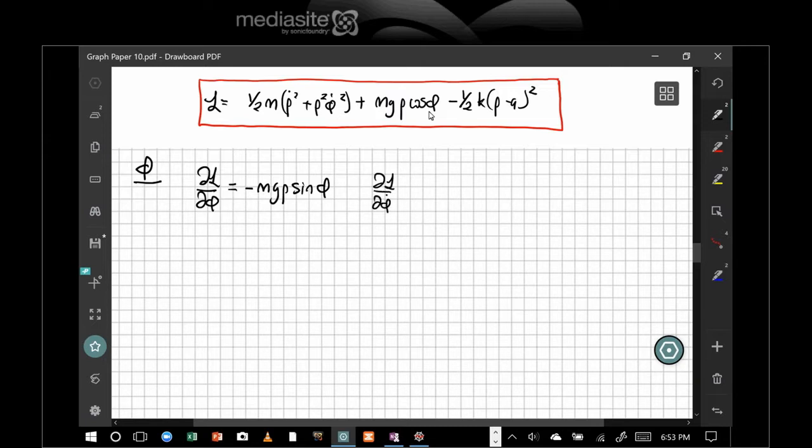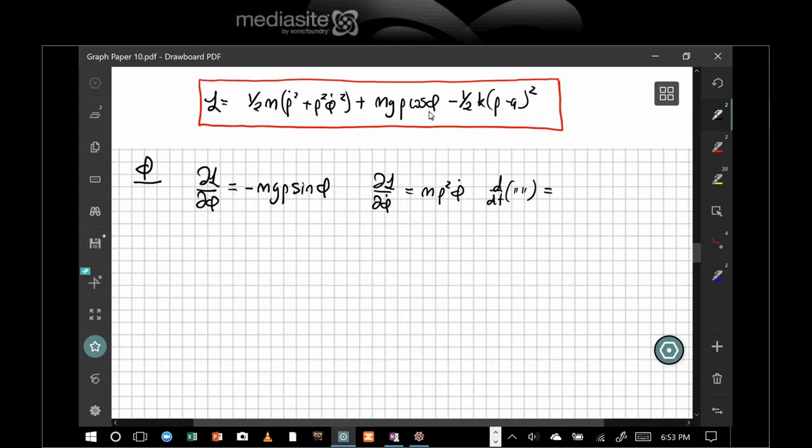Partial L with respect to phi dot. There's one phi dot. That's going to give me m rho squared, the 2's cancel out, phi dot. And then d/dt of that same expression.